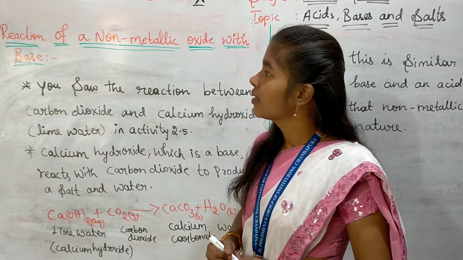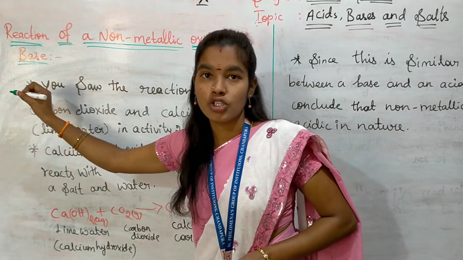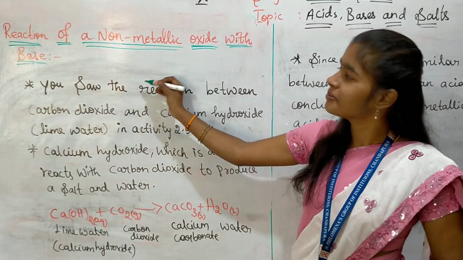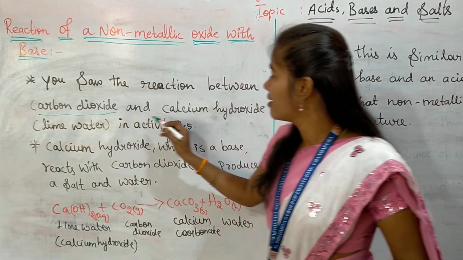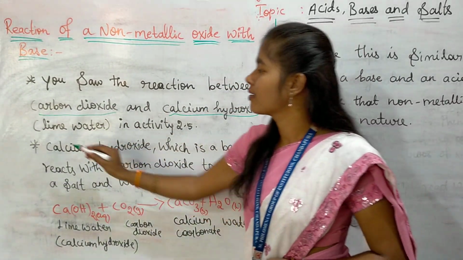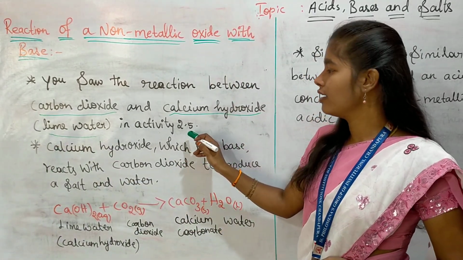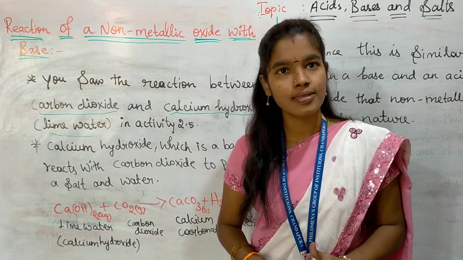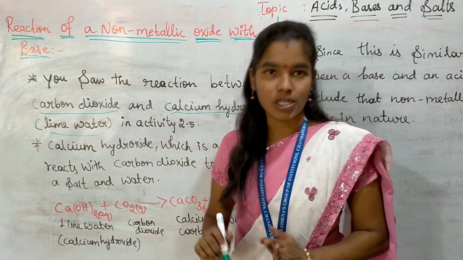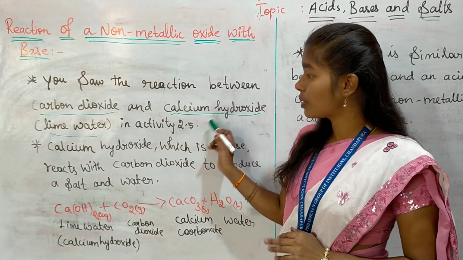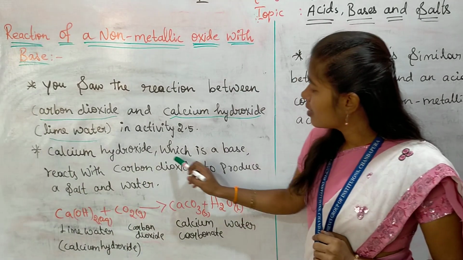Next is the reaction of a non-metallic oxide with a base. You saw the reaction between carbon dioxide and calcium hydroxide in activity 2.5. Calcium hydroxide is nothing but lime water. We have already discussed the reaction between carbon dioxide and calcium hydroxide, which is a base.